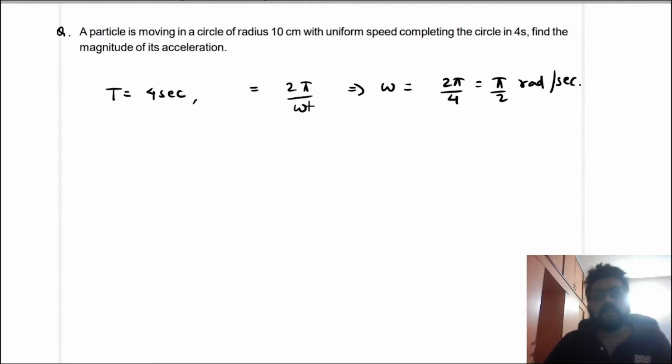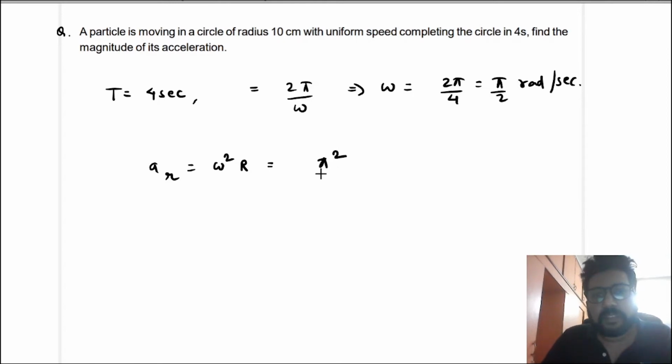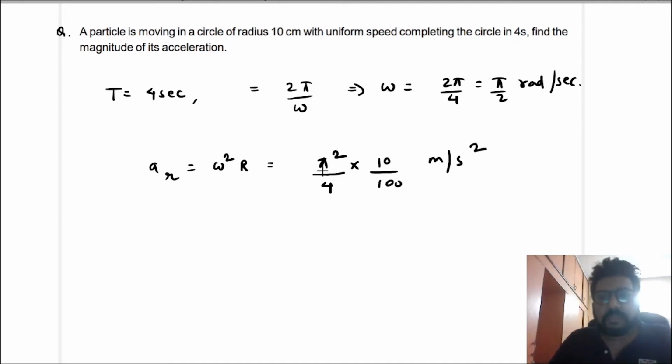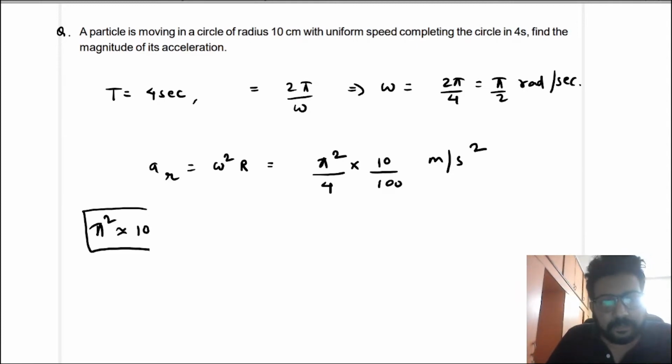Okay, now you are asked the magnitude of its acceleration. Because the circular motion is uniform, there will only be the radial acceleration, and radial acceleration is omega square r. So from this you can write pi square by 4 multiplied by r, which is 10 by 100 meter per second square. Sometimes pi square can be approximated to 10. Okay, so this cancelled. So you will get 1 by 4 meter per second square.